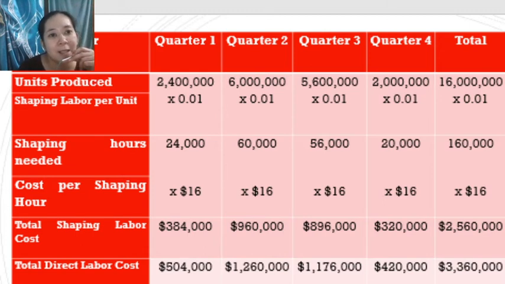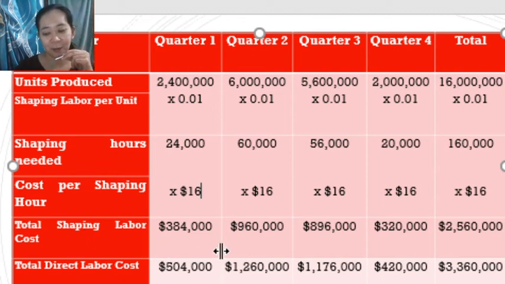Type 2 labor is now for the shaping labor. So the same format also. The difference is the labor hour per unit. In this case, 1 unit of concrete block will require 0.01 shaping labor. This is multiplied to the number of units to be produced to get the shaping hours needed for the quarter. And then after that, we just multiply it with its labor cost per hour, that's $16. And then we will get the total shaping labor cost for the period.